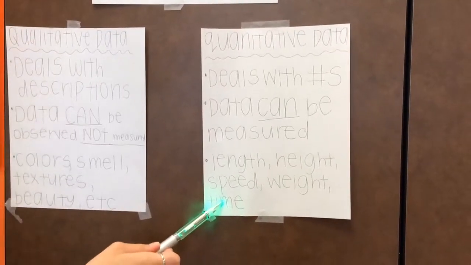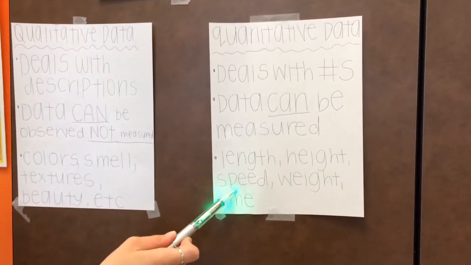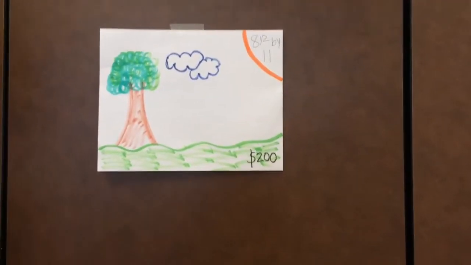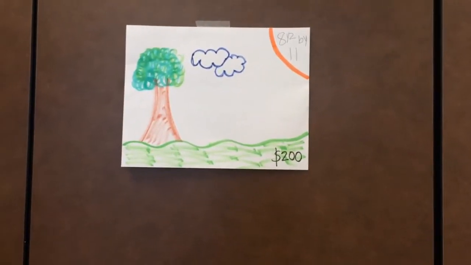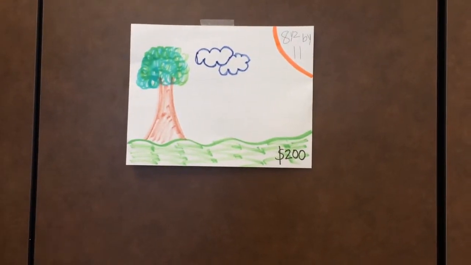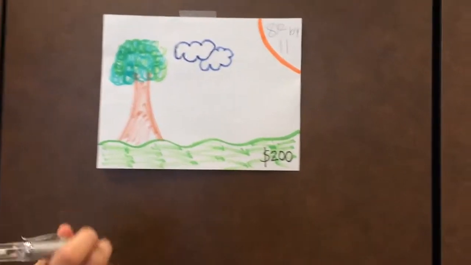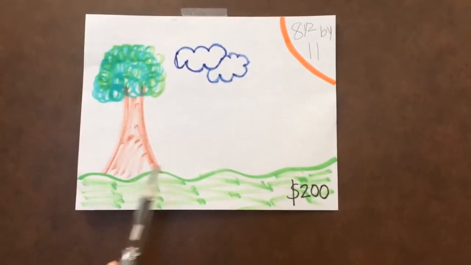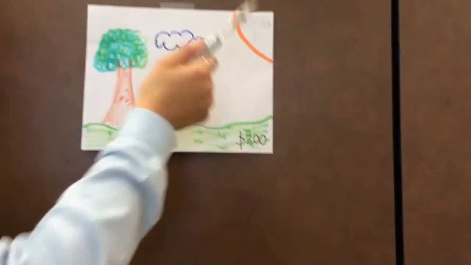And now I'm going to show you an example on how to find the difference between qualitative data versus quantitative data. Now as you can see, this is a really expensive painting, and this is a picture of a tree and grass, and it says the measurement right here.